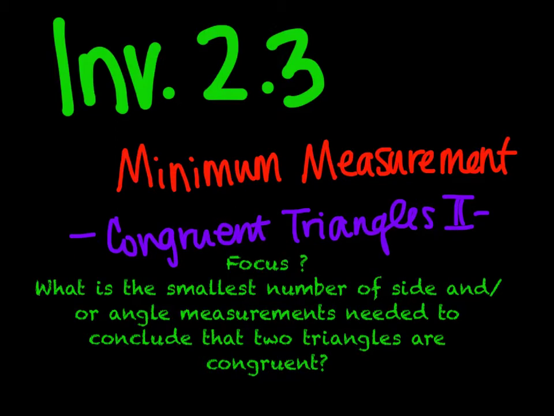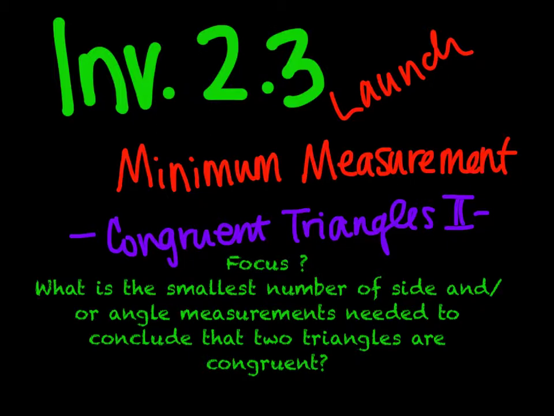Welcome to Investigation 2.3, Minimum Measurement, Congruent Triangles number 2. This is our launch problem for this investigation. Our focus question: what is the smallest number of side and/or angle measurements needed to conclude that two triangles are congruent? So in the last investigation we were looking at all of the angles and all of the side lengths and determining they're congruent based on all of that information.